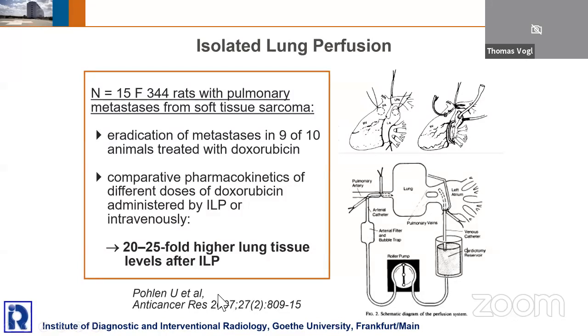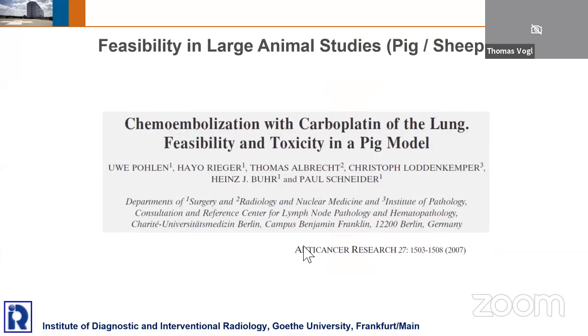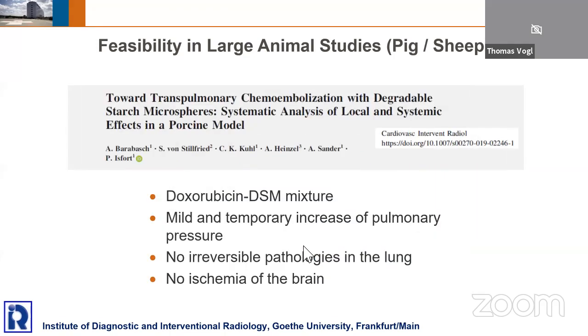There are data already available from 2007 in rats. They treated pulmonary metastasis from soft tissue sarcoma. They had been using doxorubicin, and they found that the lung tissue levels of these drugs are much higher. In that way, that might be a basis for further treatment. So Schneider and his group in 2007 also used it in a pig model. They also used carboplatin of the lung.